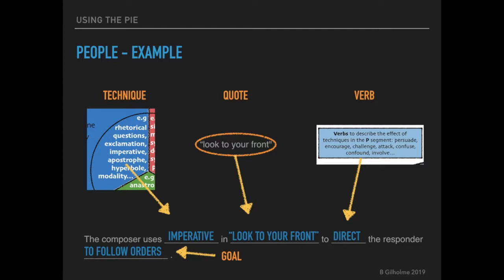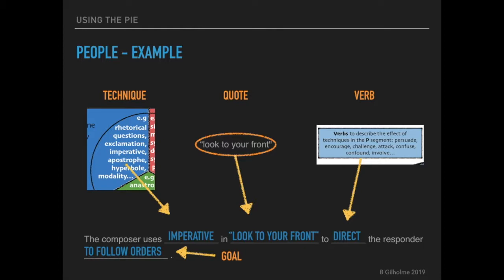So I'm just going to read that through again. The composer uses imperative in look to your front to direct the responder to follow orders. So now we can see how the language here, the imperative in the quote, look to your front, is being used to somehow maintain or establish a relationship between the drill sergeant and the soldier. And that relationship here is one of power. So you can see here how the language reflects that context.